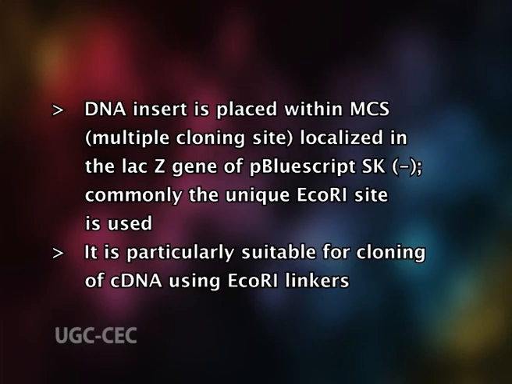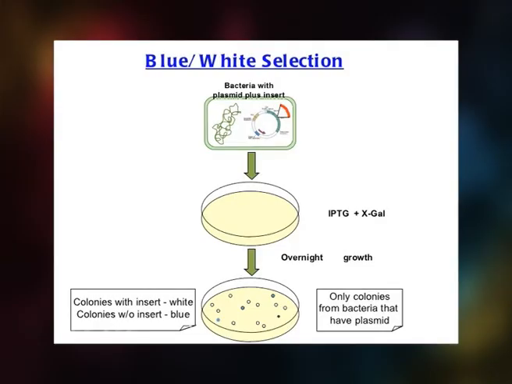First, the DNA insert is placed within MCS, that is multiple cloning sites, localized in the LAC-Z gene of pBluescript SK negative. Commonly, the unique EcoR1 site is used. Second, it is particularly suitable for cloning of cDNA using EcoR1 linkers. Third, integration of DNA inserts inactivates LAC-Z gene. This permits blue-white selection on X-gal plates, white plaque being recombinant phasmids. Next, RNA copies of DNA insert can be generated.